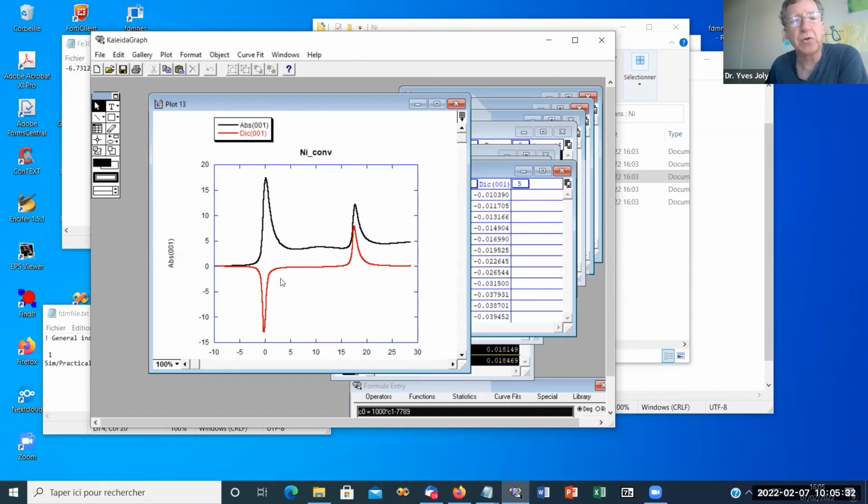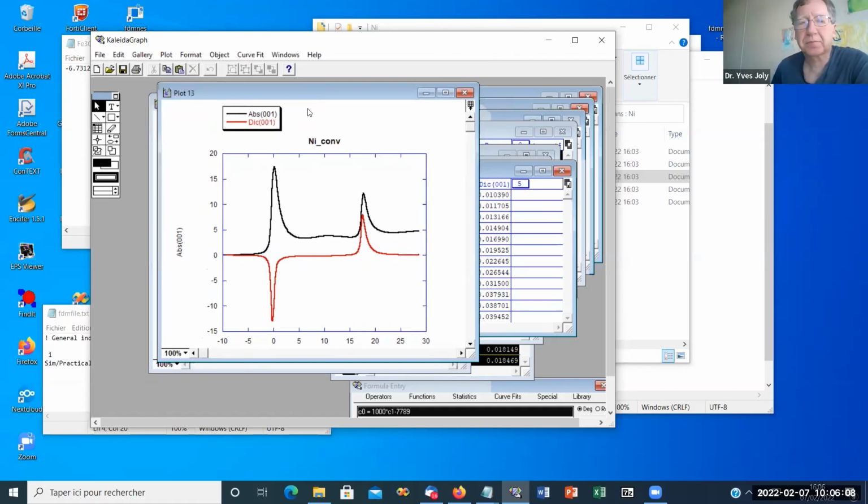So this one is a simple absorption, and this one is a dichroism, the difference between left and right polarization. Okay, so it's typically what we get. You can see that the ratio is not -1. It's due to the fact that usually one says that the difference is proportional to the orbital moment, but it's not so true, I think, for different reasons. Okay, so it's possible to calculate magnetic samples.